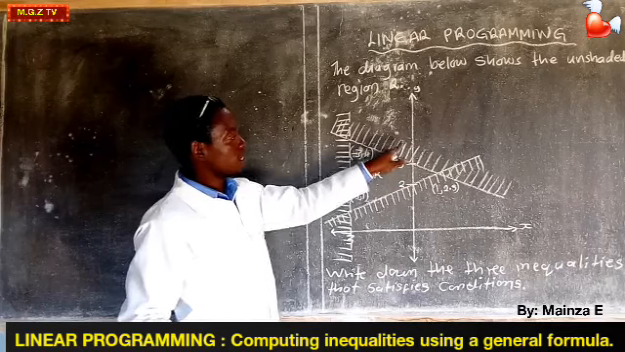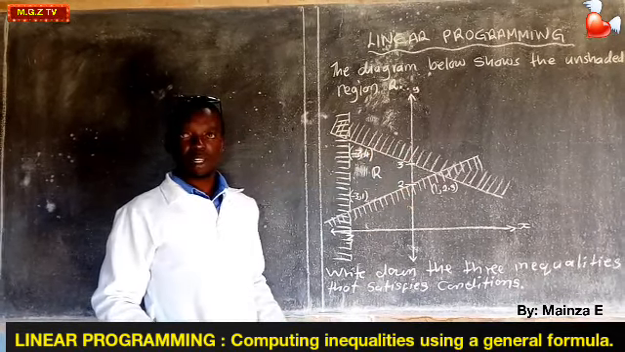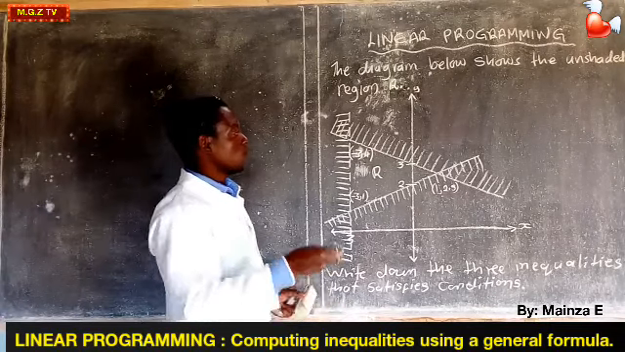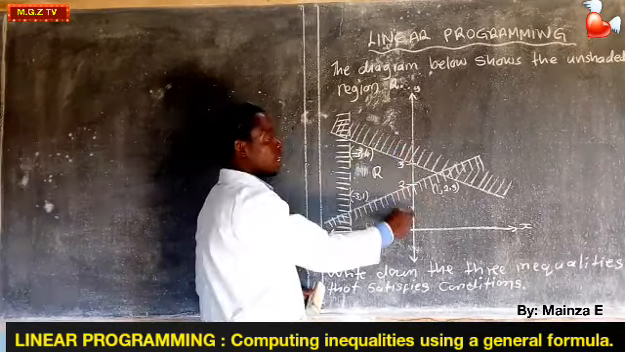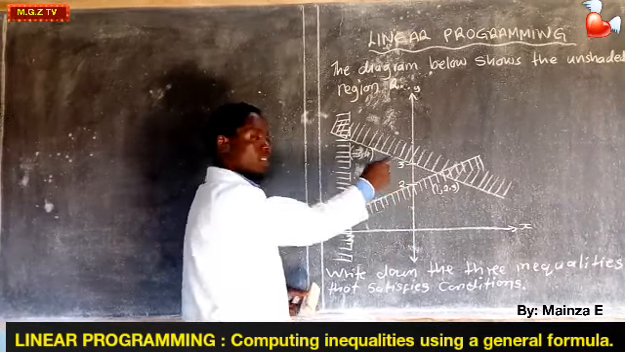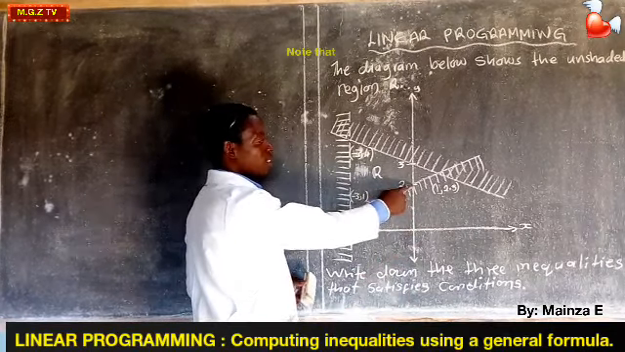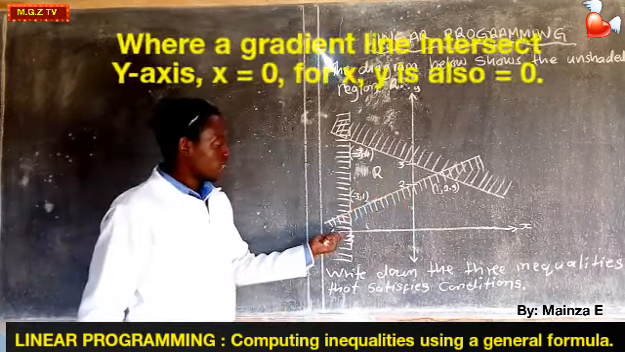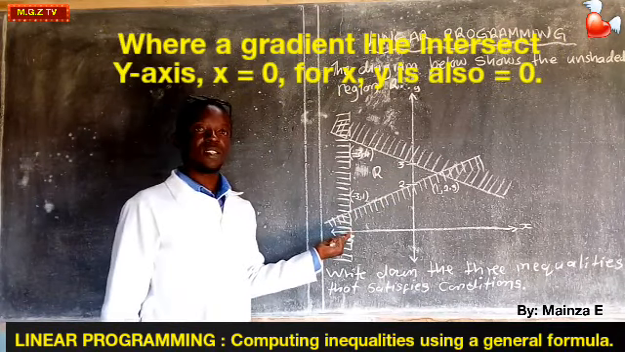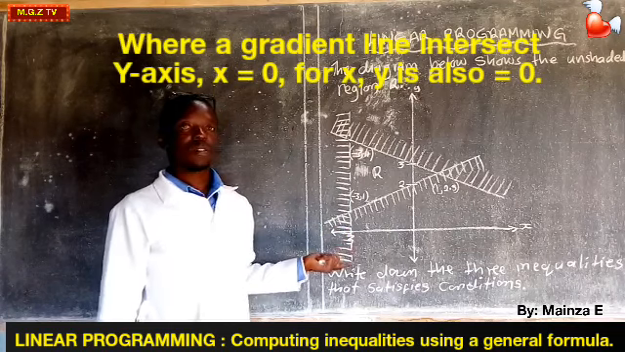Then, where the lines intersect the axis, we have given points. What you should know is that at this point, since it is the y-axis, the x there is 0. On the y-axis, the x is 0. When we are on the x-axis, the y is 0. So those are the things that you take note of.